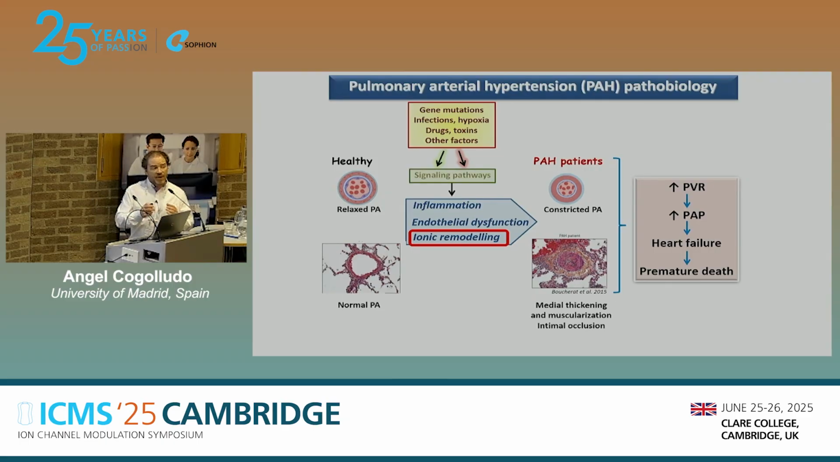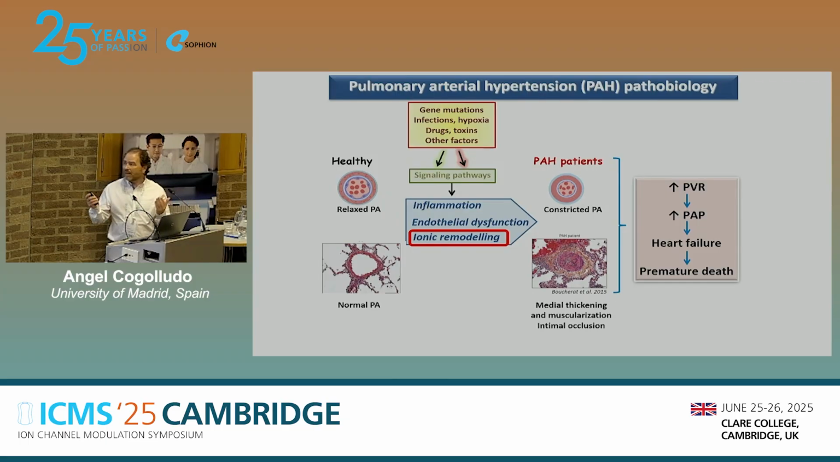This is a rare but very severe disease that affects the pulmonary arteries. And in these patients, the small pulmonary arteries have a persistent vasoconstriction, and there's also a remodeling of these small arteries, which is characterized by a medial thickening and muscularization and intimal occlusion, which limits the vascular diameter. And the consequences of this is a progressive increase in pulmonary vascular resistance, an increment in pulmonary arterial pressure, and unfortunately, in many cases, premature death due to right ventricle heart failure.